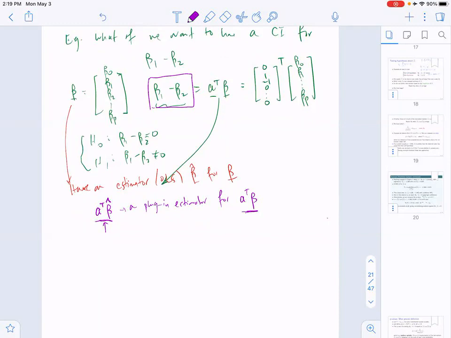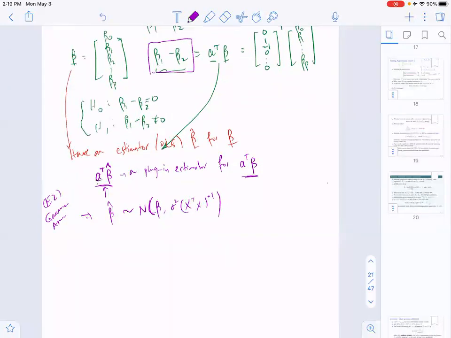So what is the distribution? Let's say, under the Gaussian assumption on the noise, what can we say about the distribution of A transpose beta hat? I know that beta hat has this distribution: normal with mean beta and covariance sigma squared X transpose X inverse. So what would be the distribution of A transpose beta hat?